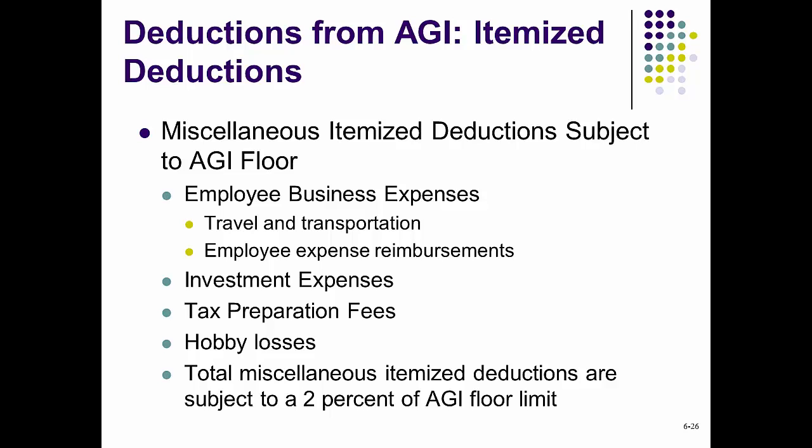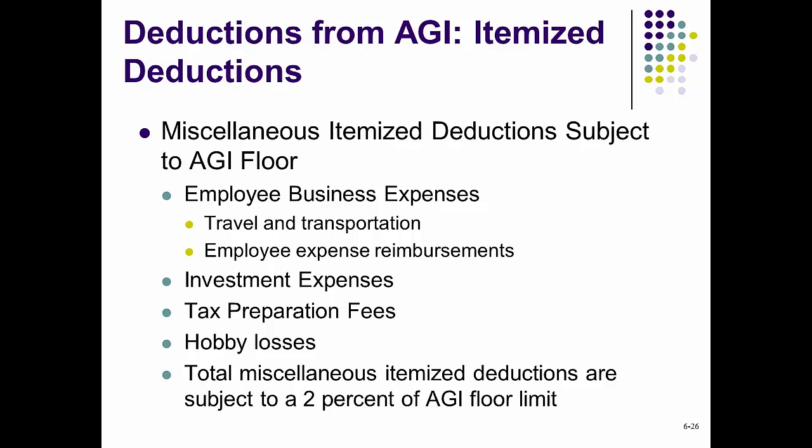What about investment expenses? All necessary expenses incurred for the production or collection of income will qualify. This rule applies to the management and maintenance of property held for income production. Common investment expenses are number 1, expenses associated with investment income or property. Number 2, investment advisory fees. Number 3, safe deposit box fees. Number 4, subscriptions to investment-related publications.